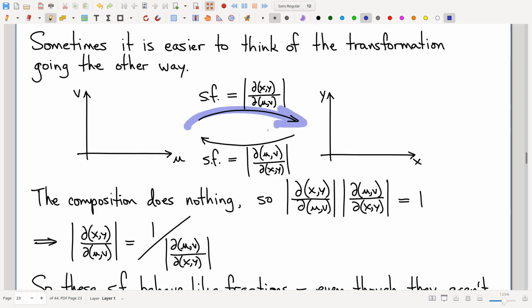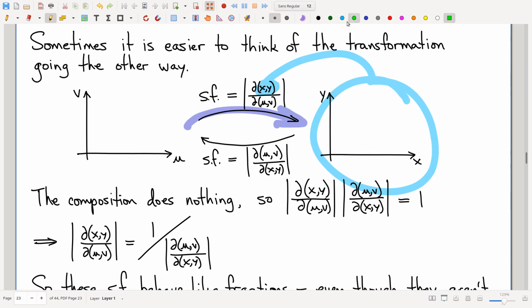Starting with the arrow going to the right. So thinking of x and y as functions of u and v, we have a formula for our stretching factor. Notice it's always the partials of the output variables with respect to the input variables. That's how you compute a stretching factor for a change of variables function. Partials of the outputs with respect to the inputs. And that's our formula. Okay, fine.